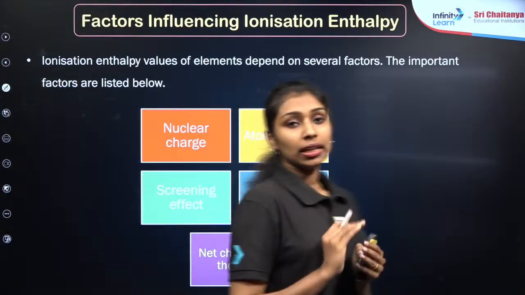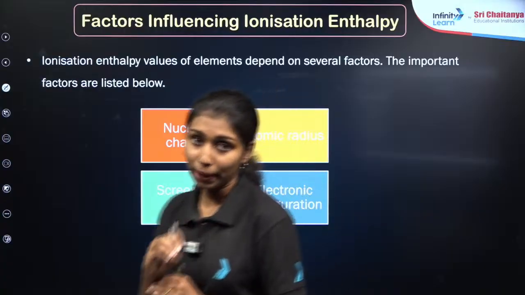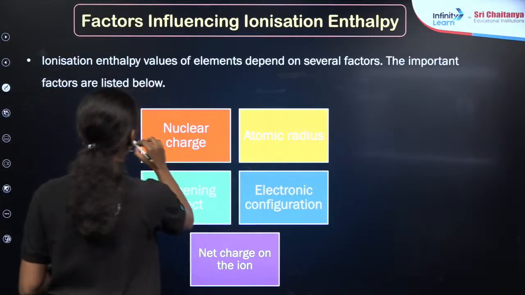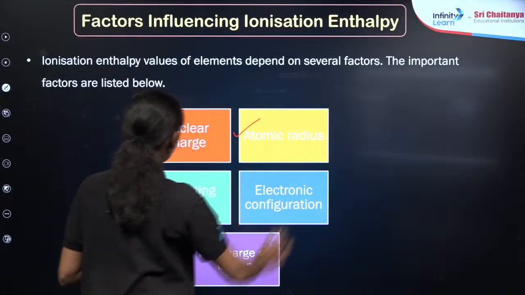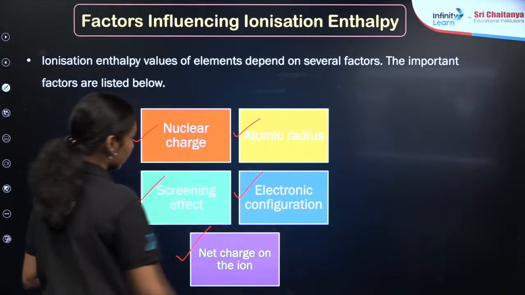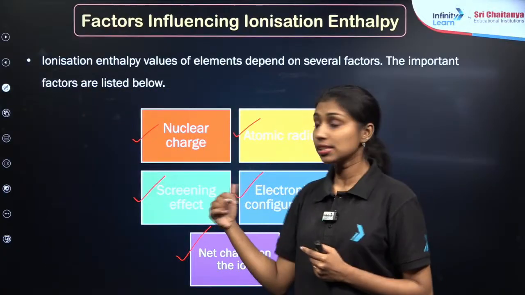Now, let us see the trends or the factors that affect the magnitude of ionization energy. As you can see here, there are 5 factors: nuclear charge, atomic radii, shielding effect, electronic configuration and net charge on the ion. Let us see the effect of these factors in detail.